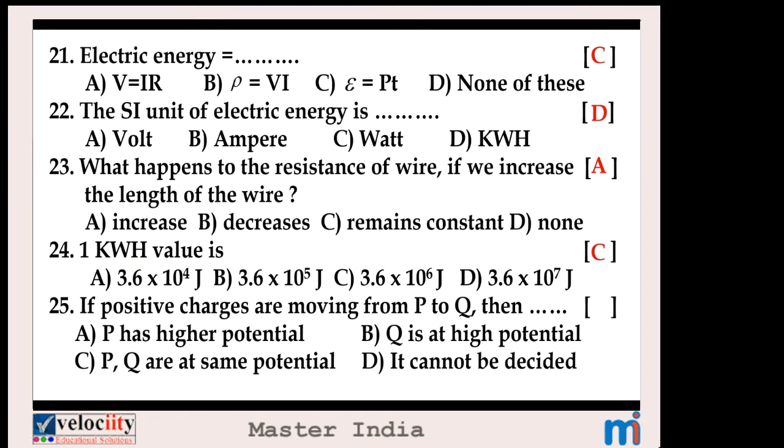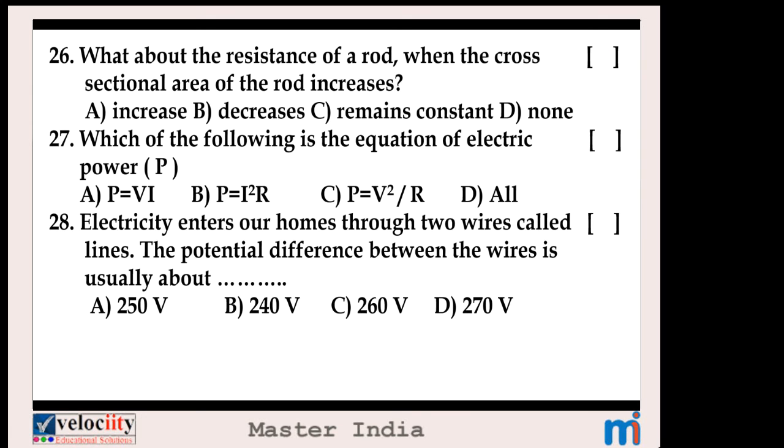25. If positive charges are moving from P to Q, then dash. A. P has higher potential, B. Q is at high potential, C. P, Q are at same potential, D. It cannot be decided. Option A. P has higher potential.